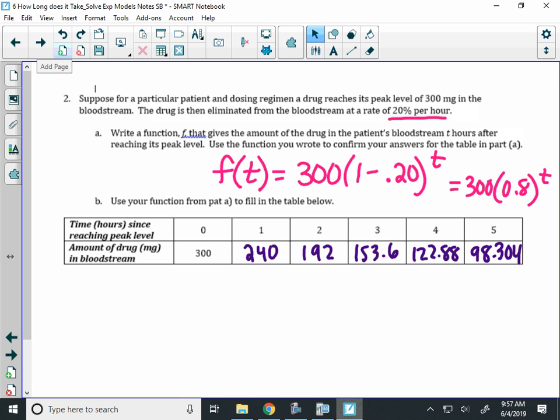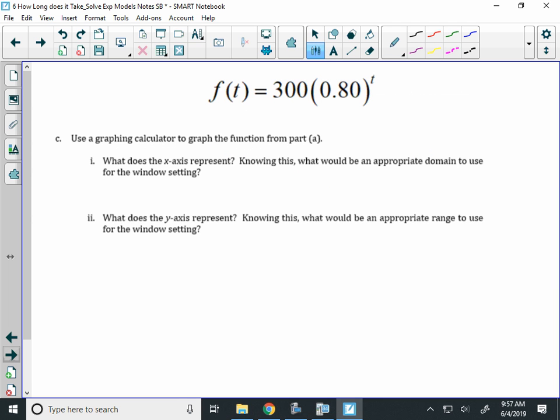All right, what this table tells me is that after 1 hour, 80% of the drug is still there, there's still 240 milligrams left. And then after 2 hours, there's still 192 milligrams left of the medicine. Okay, so I take this equation and let's answer some questions about it.